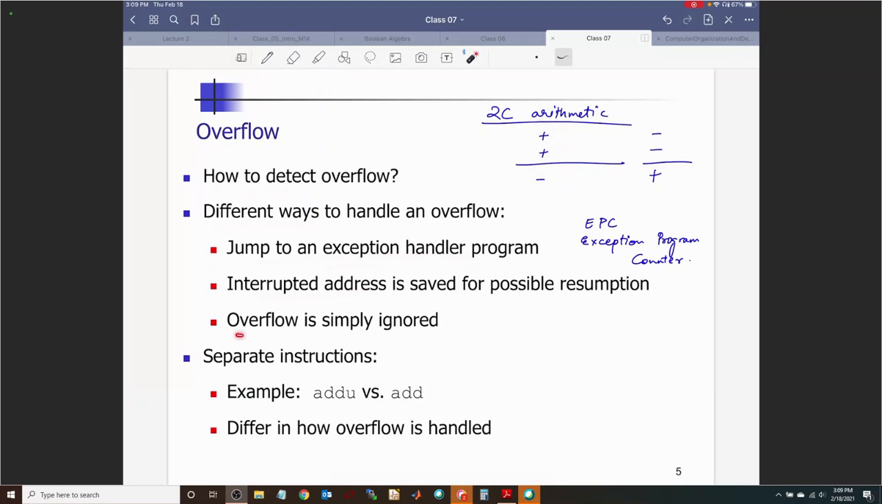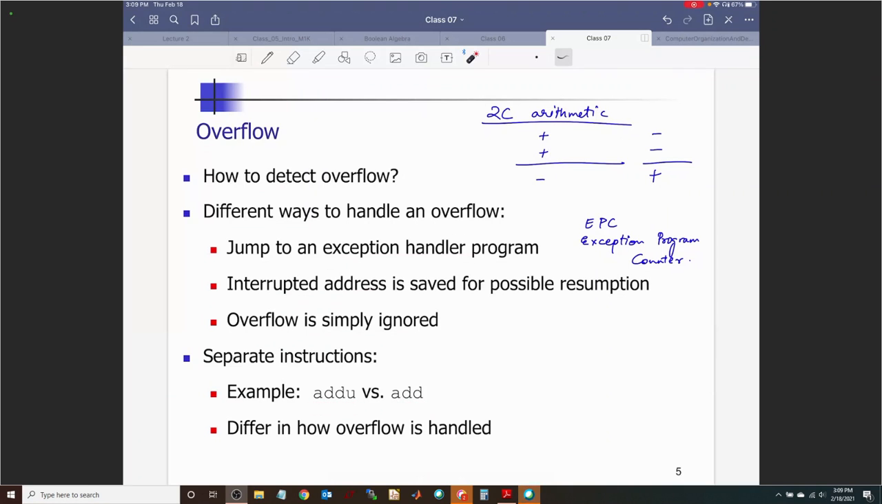Or in many cases, you simply ignore overflow, right? So, for example, in 2's complement arithmetic, if you just want to keep doing the arithmetic irrespective of the overflow, I don't really care about whether overflow occurs or not. I just need to go through these instructions. That is one strategy, one way of dealing with overflow. So in that case, you are simply ignoring it. Separate instructions, like I said, for add u and add. Well, for add u and add, the difference is one is unsigned and the other is signed.